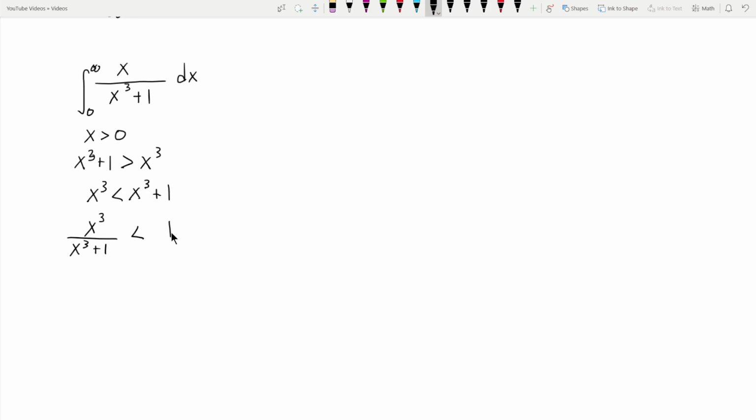Now I want 1 over x squared there. x is greater than 0, so I could just divide both sides by x squared, or multiply by 1 over x squared. So I multiply on this side by 1 over x squared, and I multiply on this side by 1 over x squared. Again, not only is it not 0, but it's positive, so that doesn't affect the inequality. So on this side, I get x over x to the third plus 1, and on this side, I get 1 over x squared.